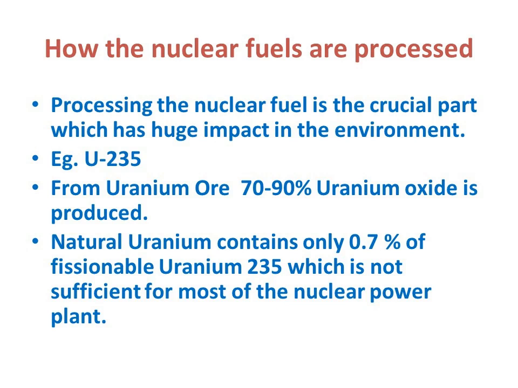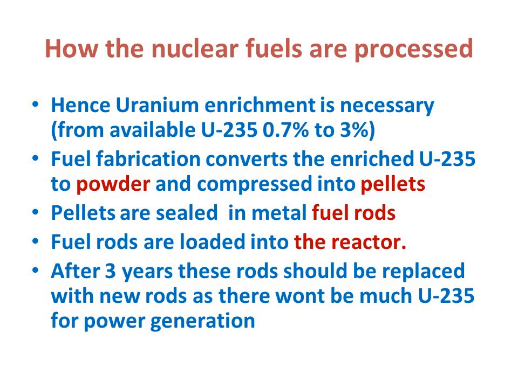0.7% of uranium 235 is not sufficient for a nuclear power plant, and hence uranium should go through the uranium enrichment process. Hence uranium enrichment is necessary because the available uranium 235 of 0.7% can be increased to 3% by uranium enrichment. Let's see what it means, uranium enrichment.